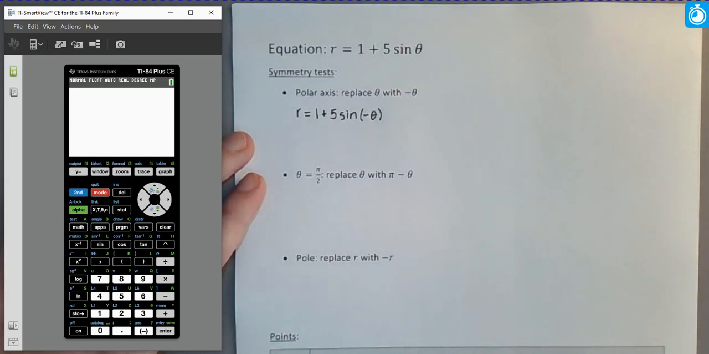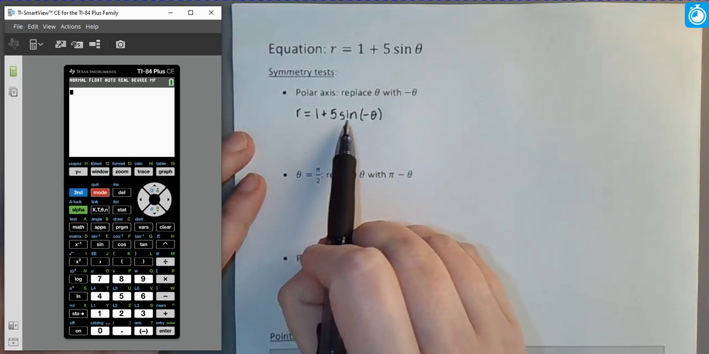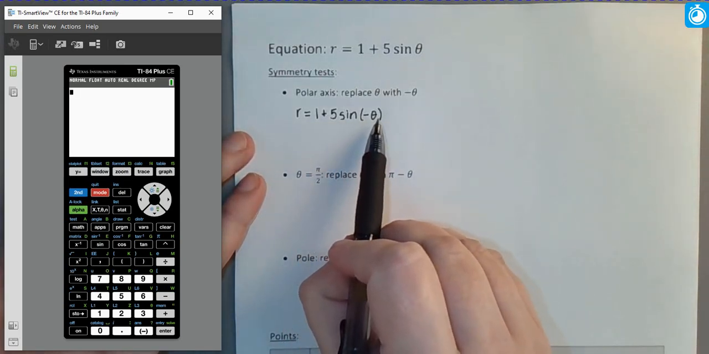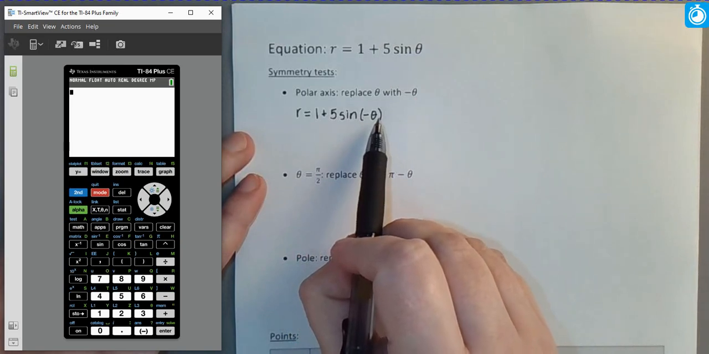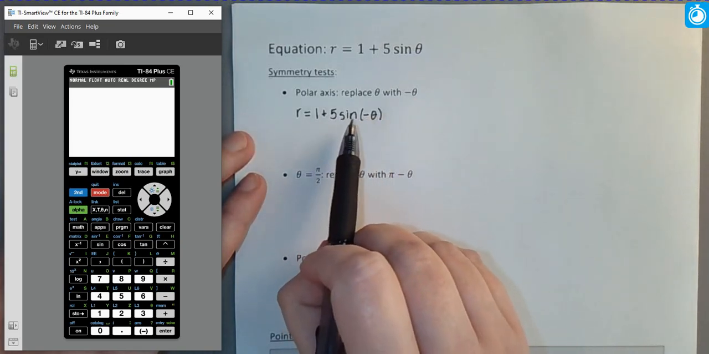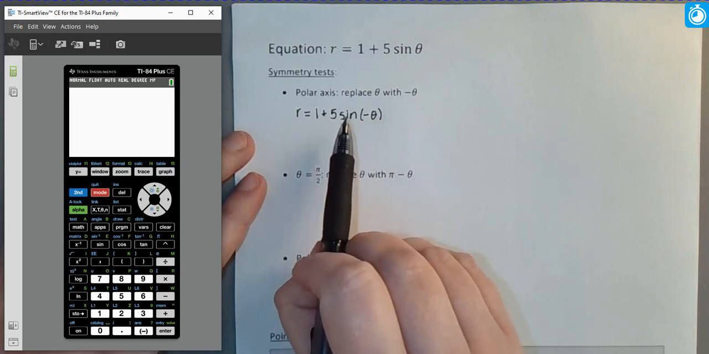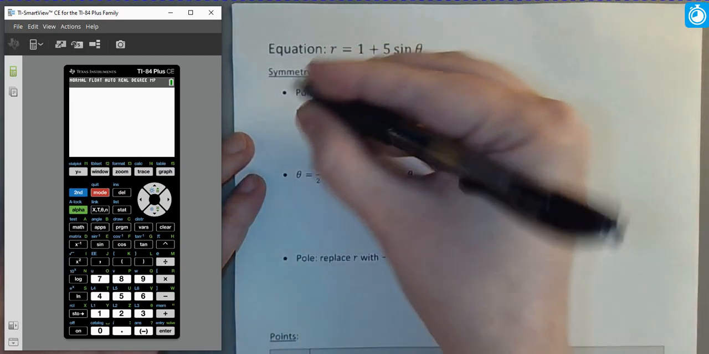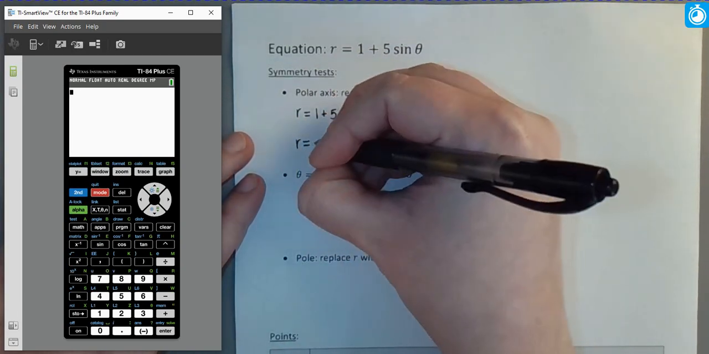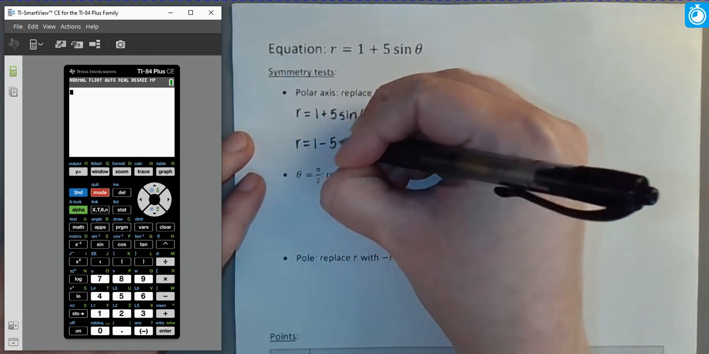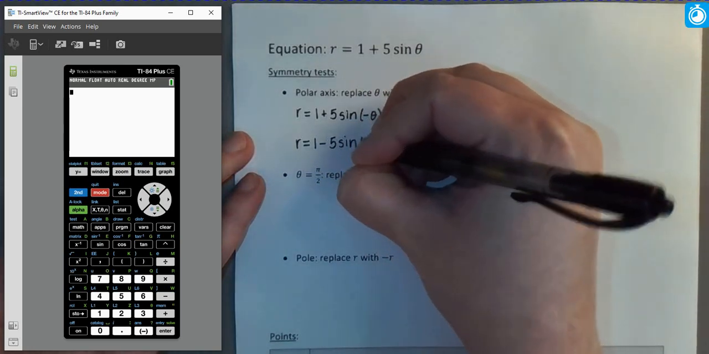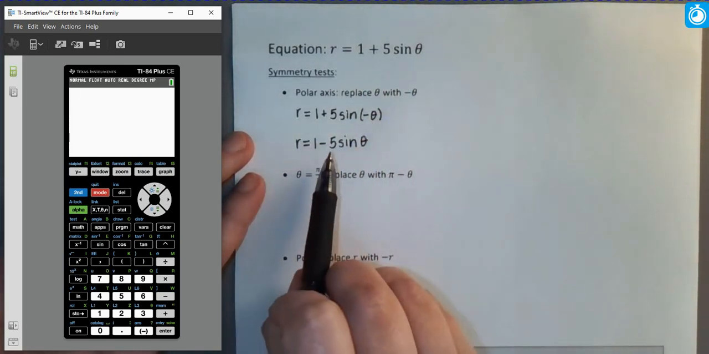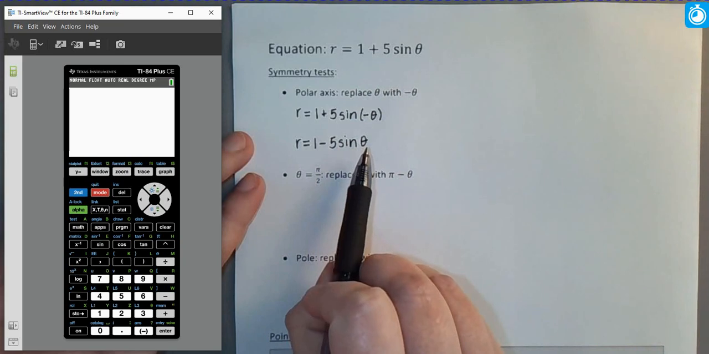Now in order to simplify this equation and get it to match the original, at least we intend on it matching the original, we're going to have to use the even-odd rules, otherwise known as the parity rules, for this particular trig function. So sine is an odd function, which means the sine of negative theta is the same thing as negative sine theta. So if I want to simplify this equation, it becomes 1 minus 5 times the sine of theta. So that negative essentially became part of that second term in my equation.